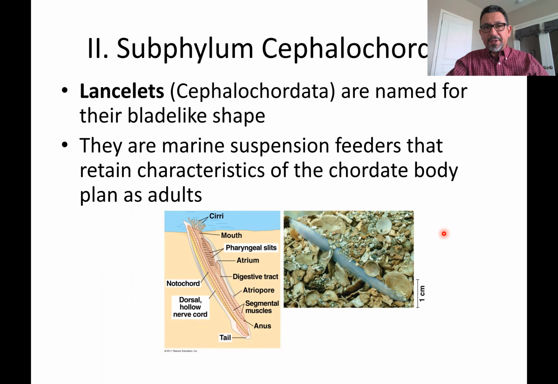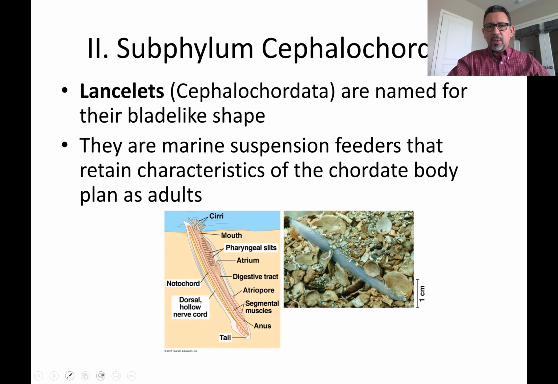In this presentation, I want to introduce you to two groups of chordates we describe as the invertebrate chordates because the notochord is not replaced by a backbone. These animals don't have a backbone. They don't have vertebrae, but they are going to have the four characteristics of chordates we had previously mentioned.